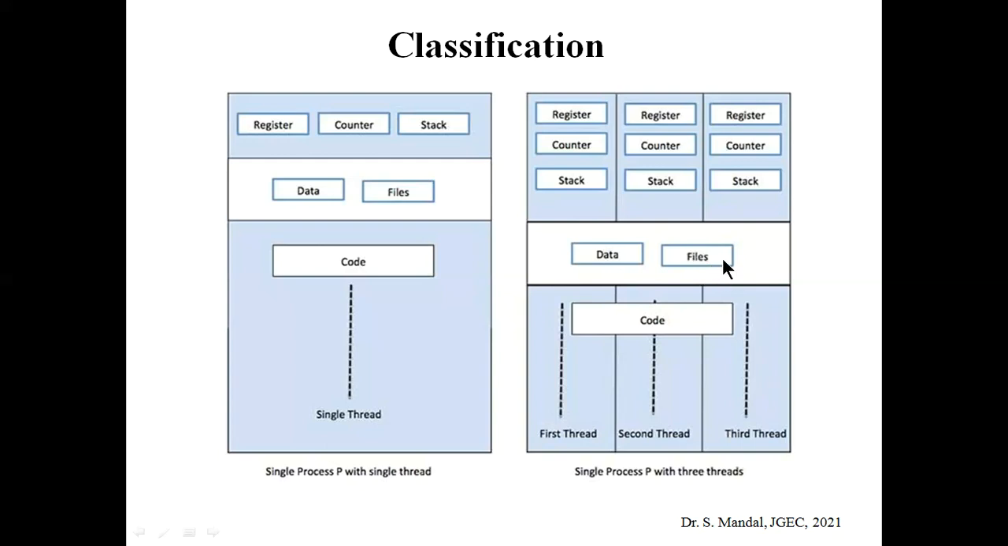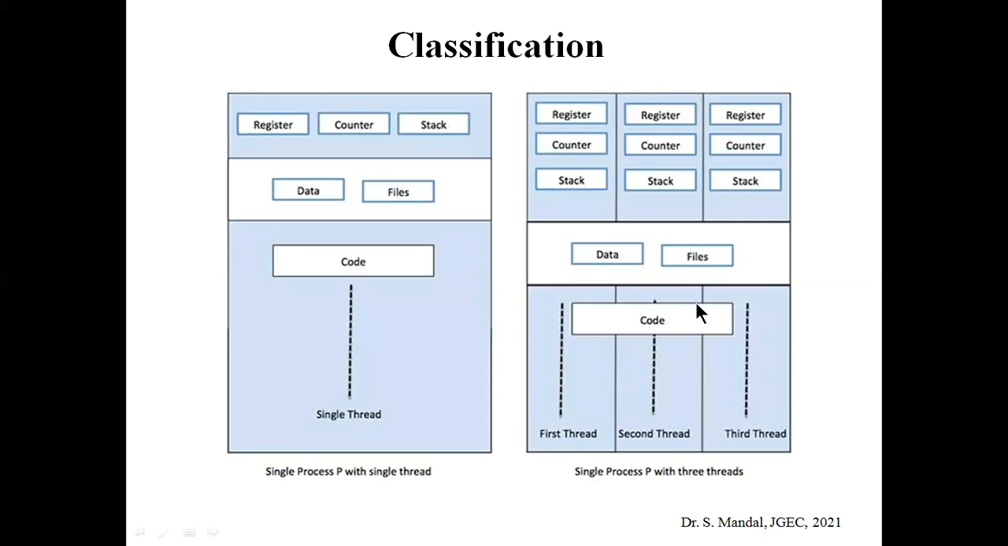Okay, so consider MS Word. Suppose the first thread is responsible for checking grammatical errors. Whenever there is a grammatical error, it will correct it, and the respective data will be modified. Then the second thread is responsible for saving that data, auto save. After the first thread modifies the data, the second thread saves it. This is multiple threads, and it is very efficient.